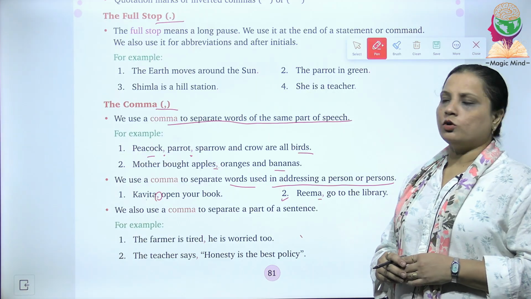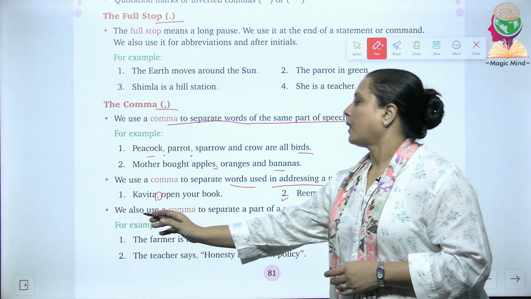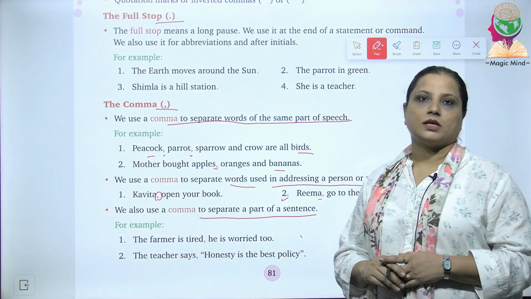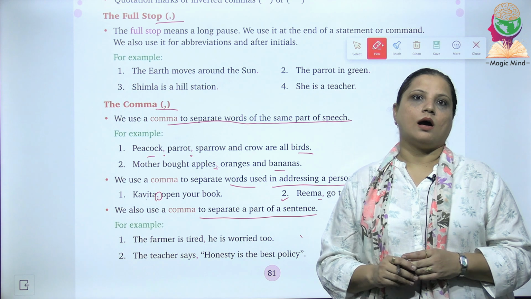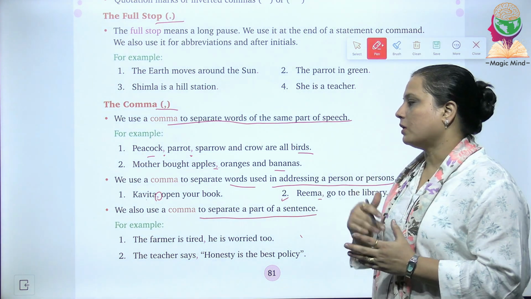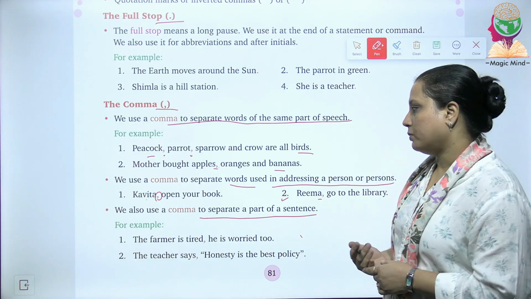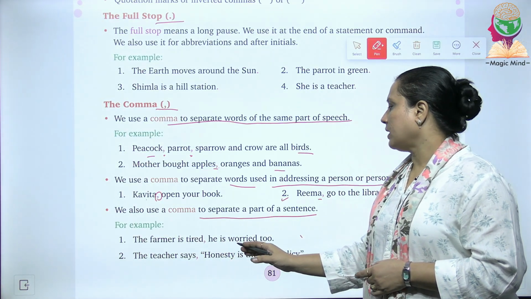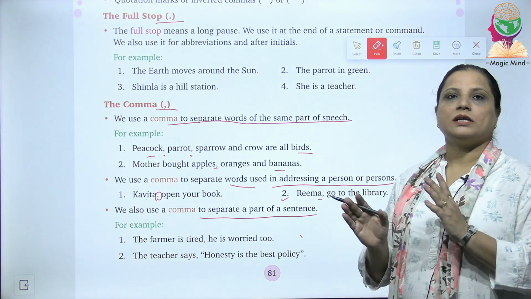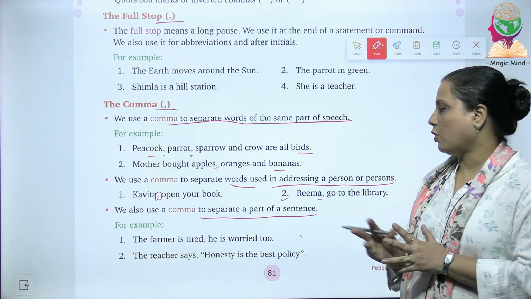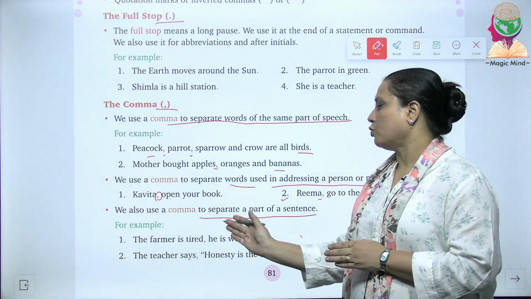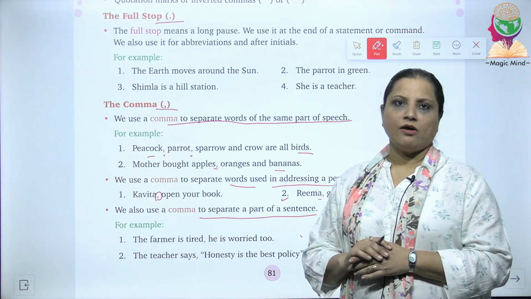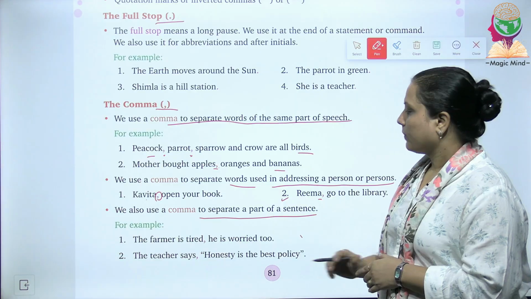Then, one more thing about comma is, we also use a comma to separate a part of a sentence. Sentence के एक हिस्से को आप अलग करने के लिए comma लगा सकते हैं. For example: The farmer is tired, comma, he is worried too. दो sentences हो गए हैं farmer के बारे में और हमने दो sentences को एक को दूसरे से अलग किया है. Tired के बाद we have put a comma.